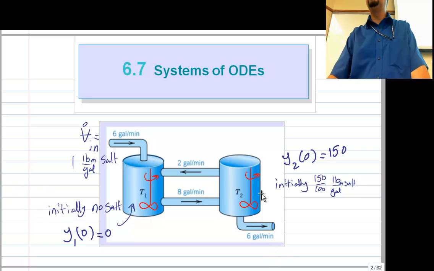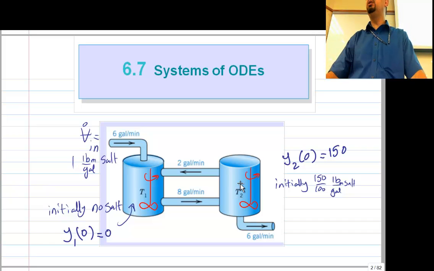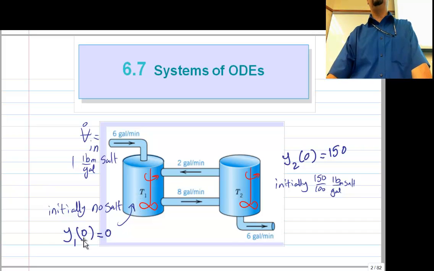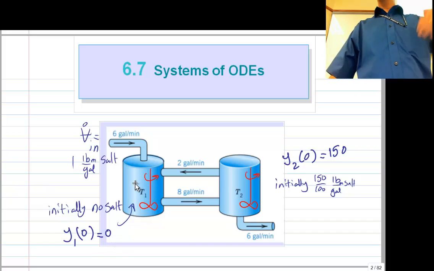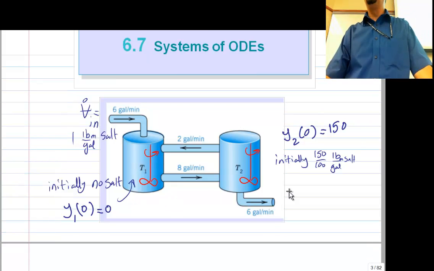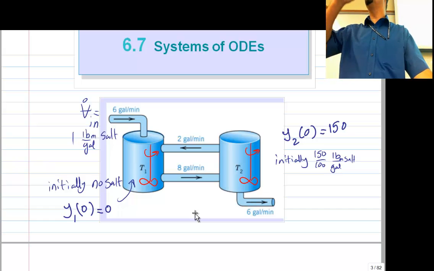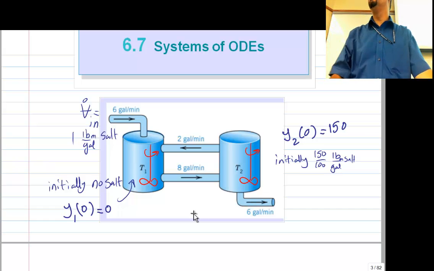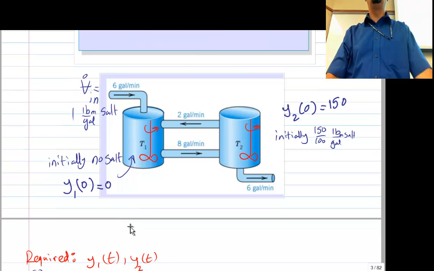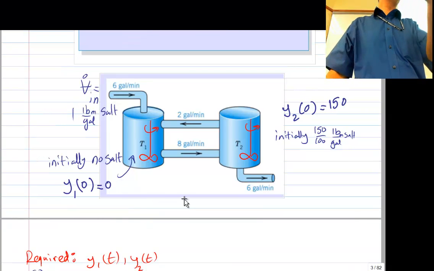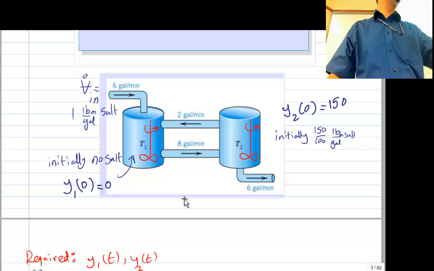Okay, so as a result you can guess that the concentration here will dilute. Exactly, it eventually will get diluted, right? And that zero concentration, no salt whatsoever, it will build up. And so in this problem it's required to calculate the concentration as a function of time for the two tanks. Alright? It's a fluid mechanics problem.